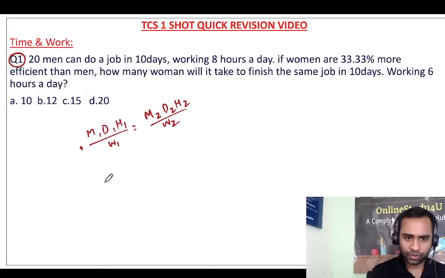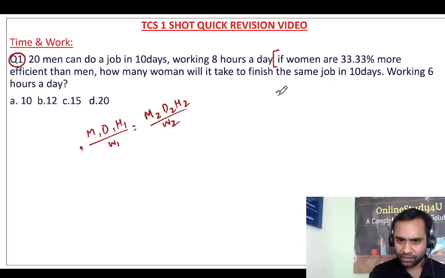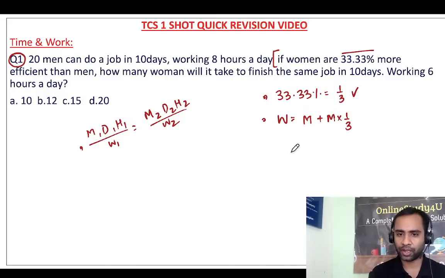Okay. So before that, some efficiency is given. So if women are 33.33% more efficient than men, what is the meaning of 33.33 percentage? Sir, you said 1 by 3. Okay, now. So women are 33.33% more. That means women efficiency is not equal to men. Then what is it? Sir, it is 1 by 3 more, right? Okay. Then women will be nothing but 4 by 3 efficiency of men.